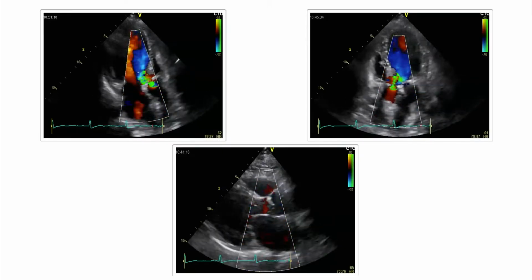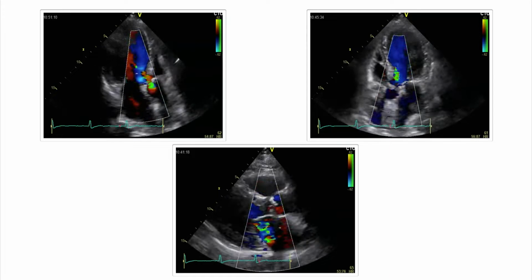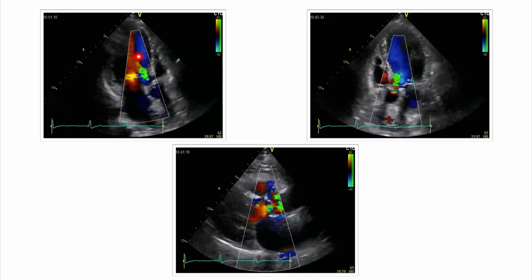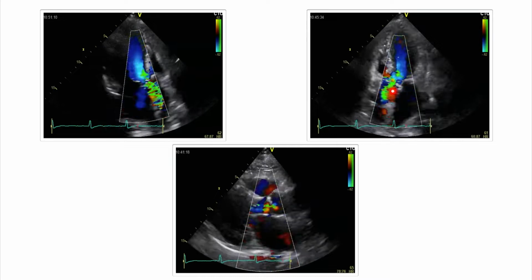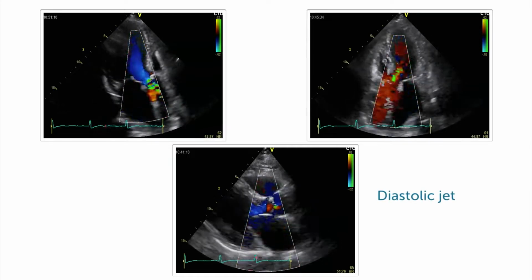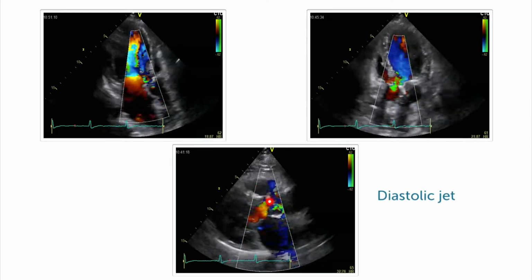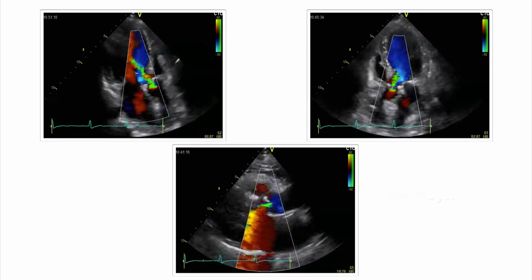And can you detect AR here? Well, the answer is also yes, because we see the jet going back into the ventricle in the 3 views. And notice this happens during diastole, so when the ventricle is larger.